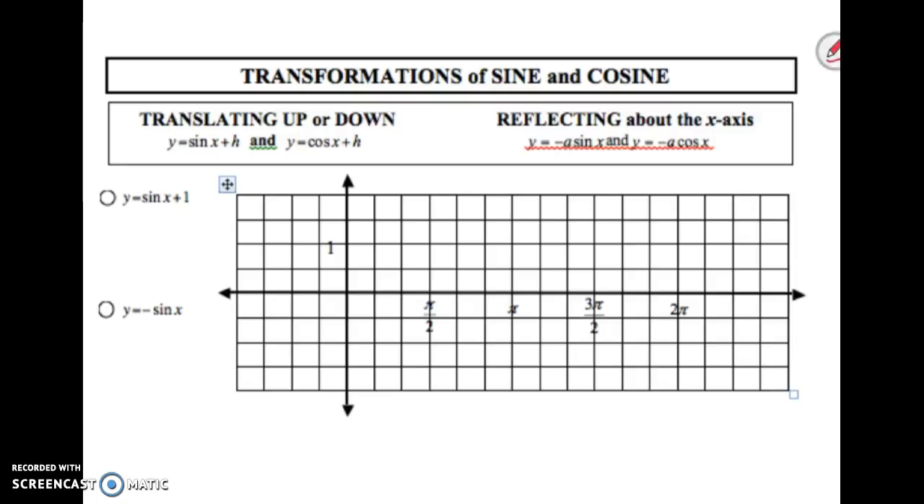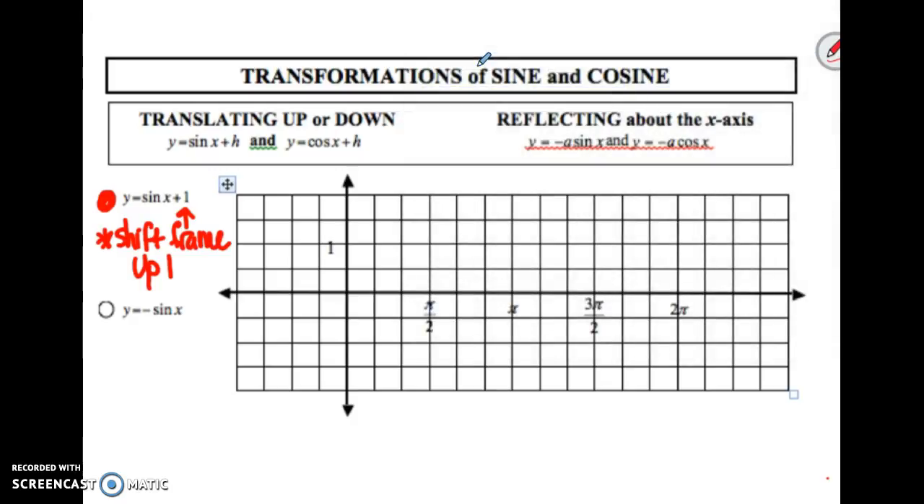So I am going to graph my first example here, sine of x. I'm going to use red for this one so we can see the difference. Now it says sine of x plus 1. So what that plus 1 right here means is that we are shifting up 1. So we're going to shift our frame up 1.